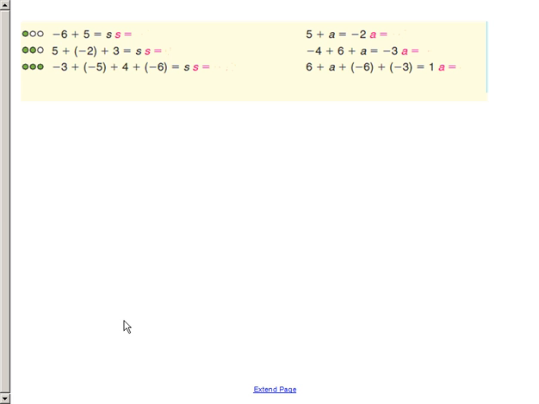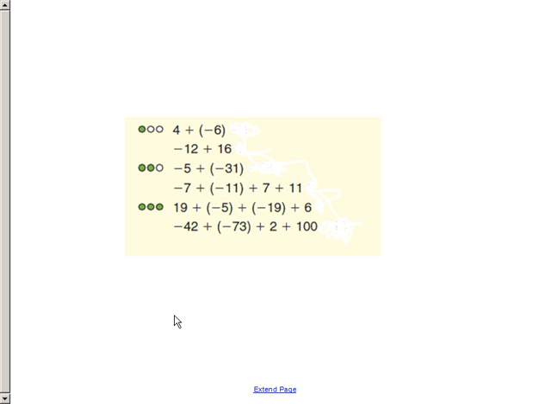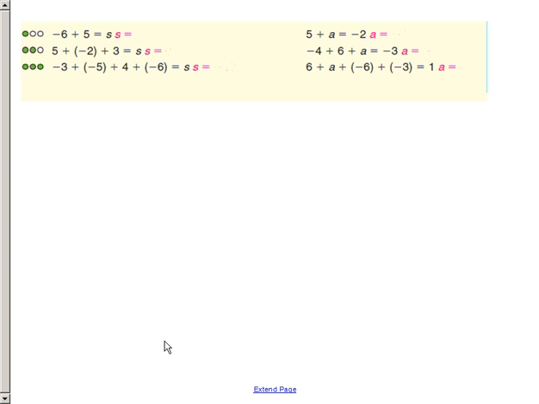And then on the next slide, you have another set of mental math. And you're solving for S, for A. So you're evaluating these formulas by solving. Negative 6 plus 5 equals S. What would S equal when you add those two numbers? So again, you can pause the video. You're going to have 6 problems to solve here and on the previous page you had 6 to solve. So bring those answers with you and we will talk about them in class.